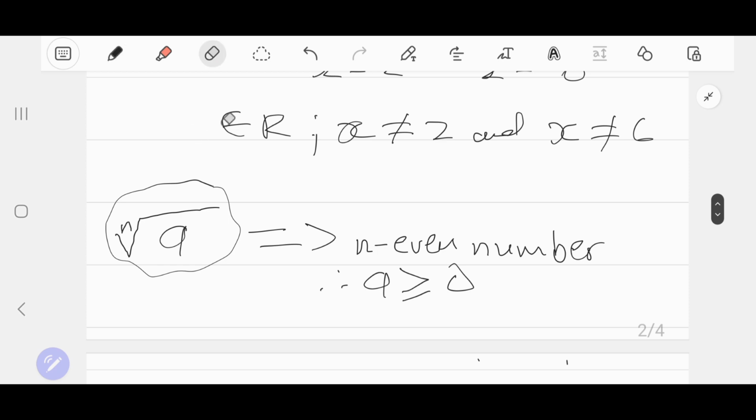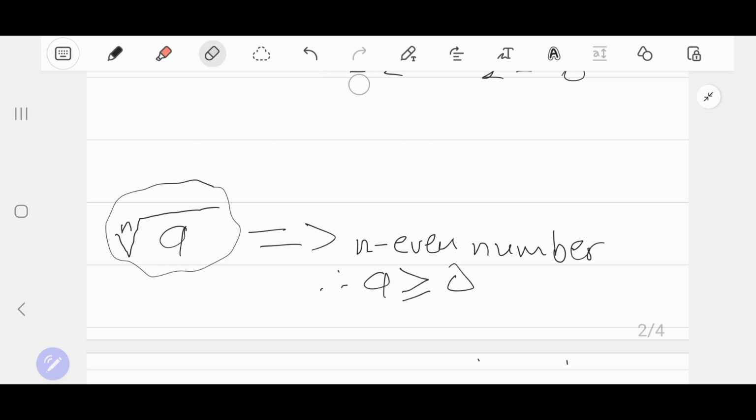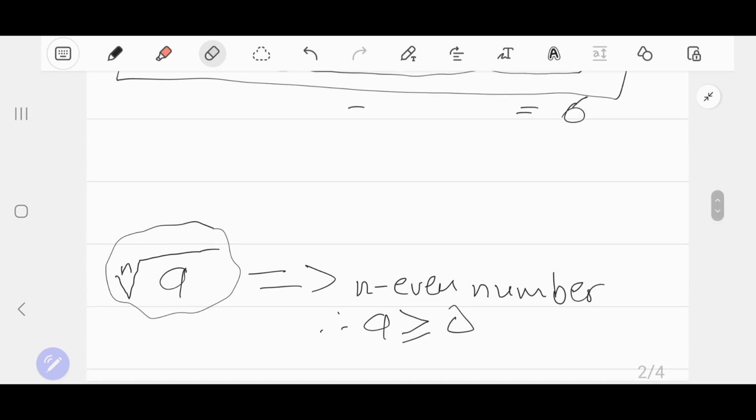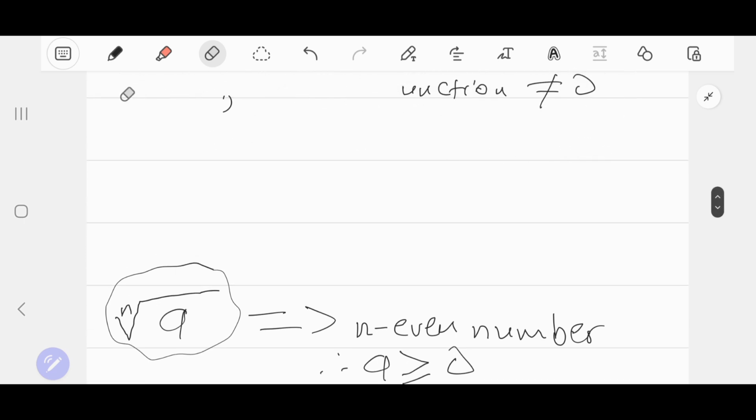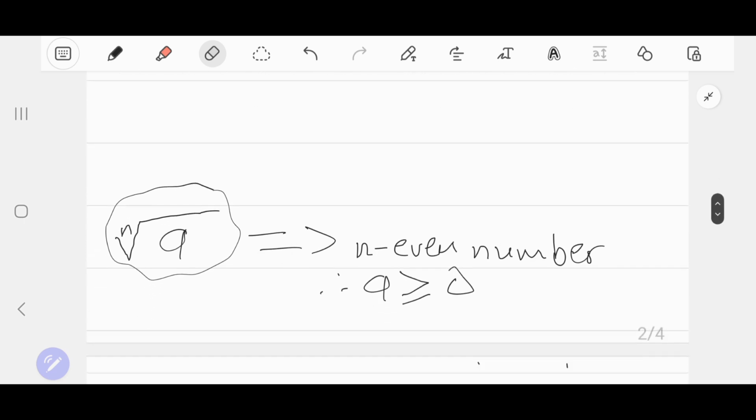I believe that's where you need to start. If you're given a function or any number that is under an nth root, and your n is an even number, then your a needs to be greater than or equal to 0. Because once it's negative, it's going to be undefined.